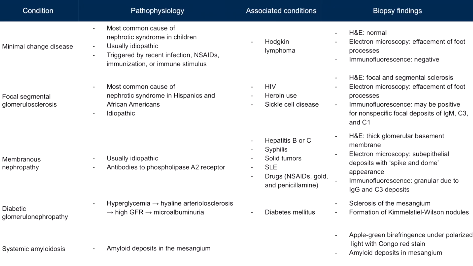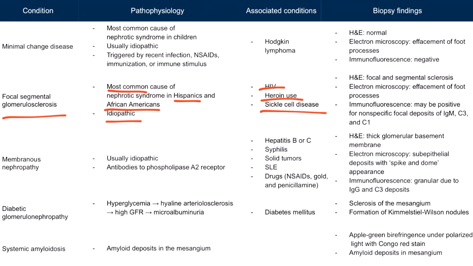Let's move on to focal segmental glomerulosclerosis. This is the most common cause of nephrotic syndrome in Hispanics and African Americans. And this disorder is usually idiopathic. However, it may present secondary to HIV, heroin use, and sickle cell disease.